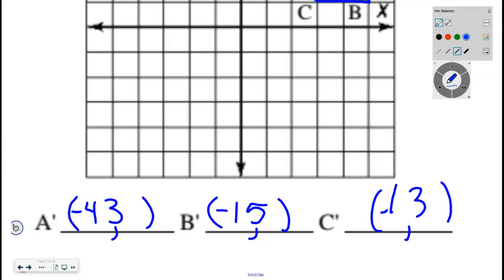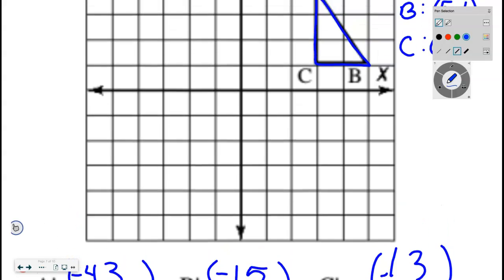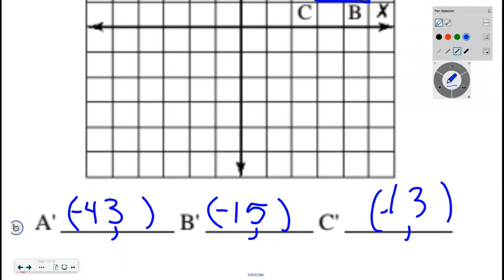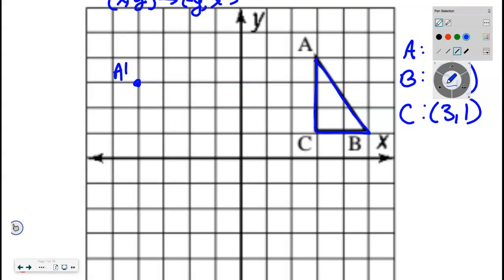All right. Once that's done, you're going to plot. So let's go do that. -4, 3 is up here. That's my new A. And then -1, 5. 1, 2, 3. If you can plot dots, this chapter's really easy. Here's my new B. And then my new C is -1, 3. Got it set? Boom, boom, boom. Done. Off to number 2.